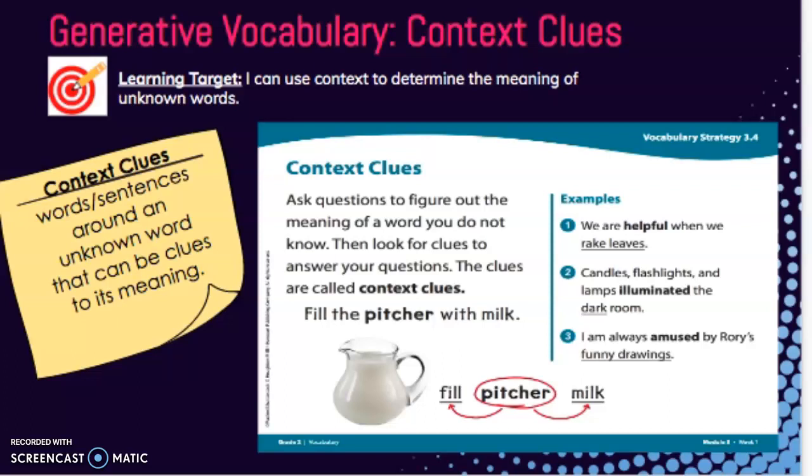Number 2, candles, flashlights, and lamps illuminated the dark room. Illuminated may be a word that you're unfamiliar with. Dark could help us think about those context clues and determine the meaning of that word.